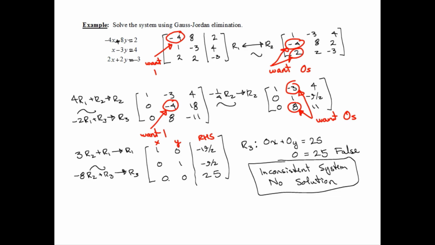So I don't even need to worry about any of the other rows. Now, if I would have had 0, 0, 0 across the bottom row, that's a true equation, and so that's not a problem. So then I continue and write down my values of x and y from the rows above.